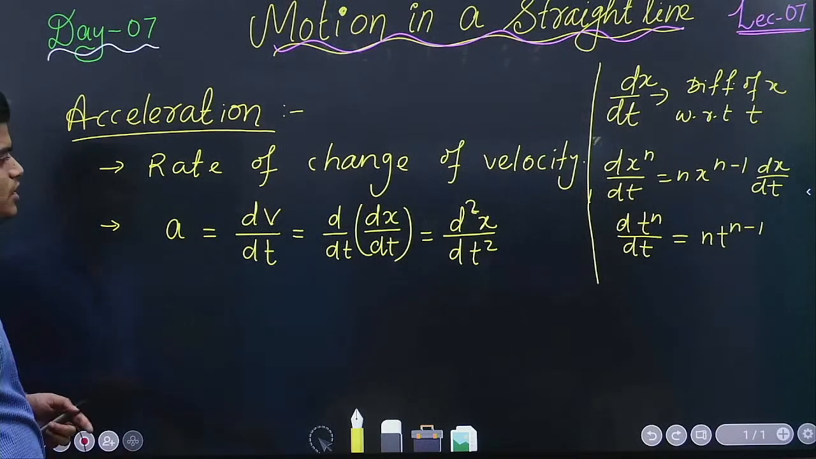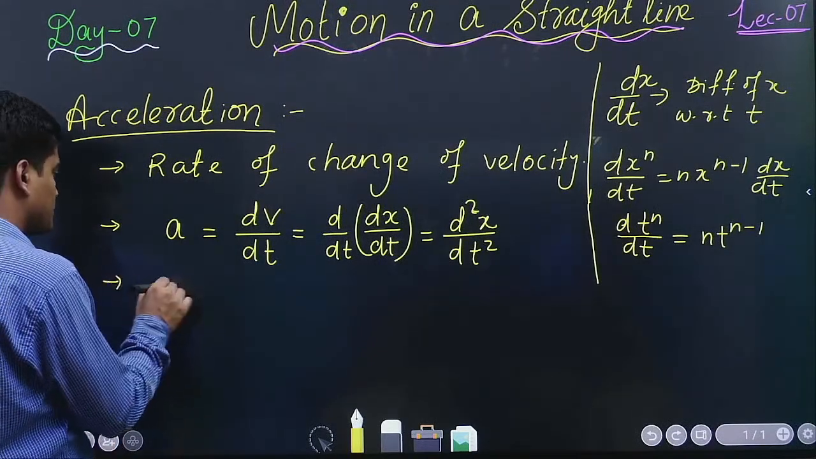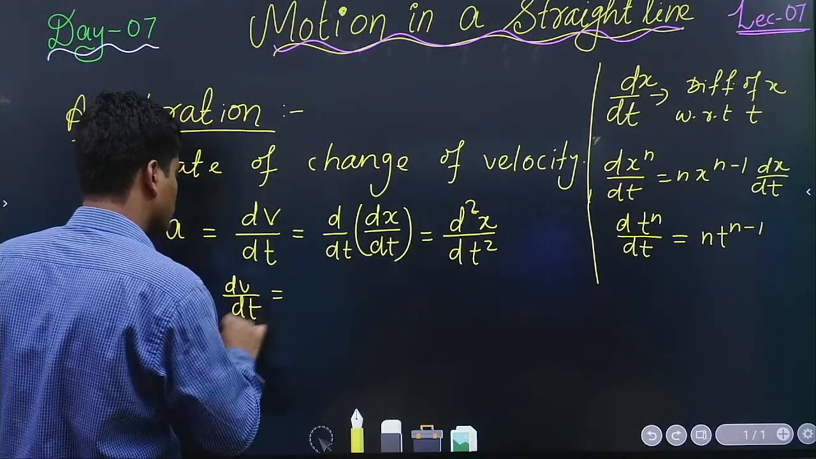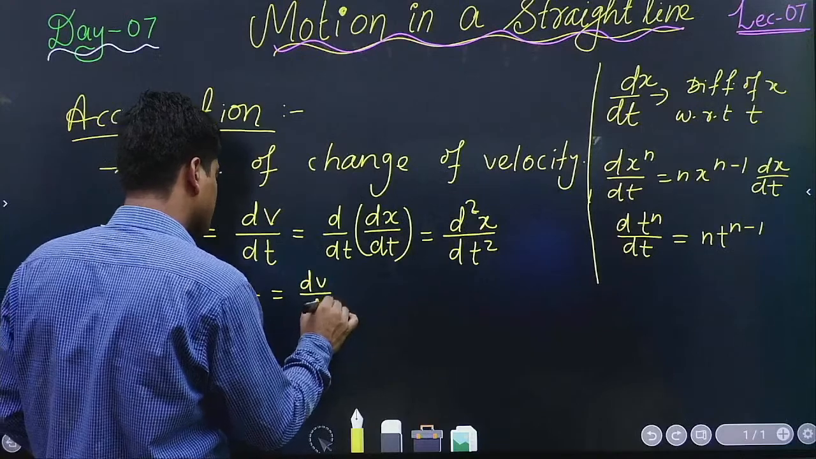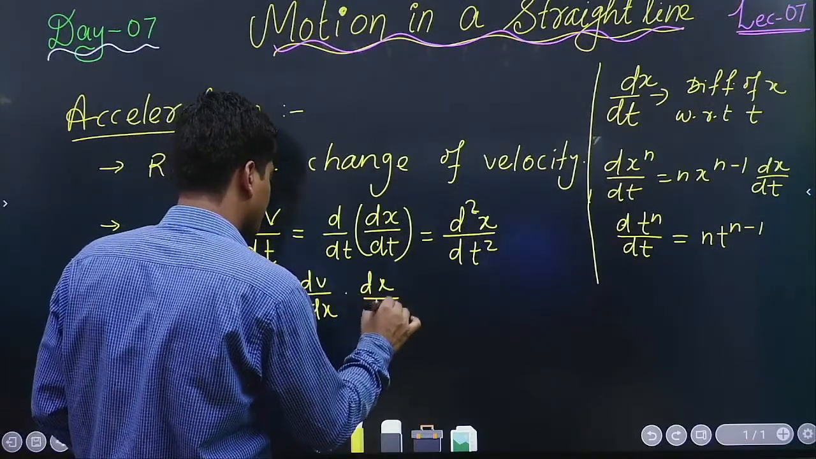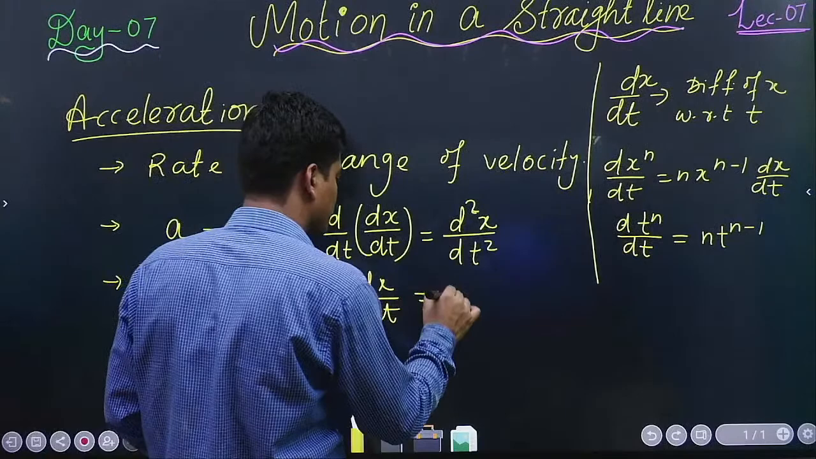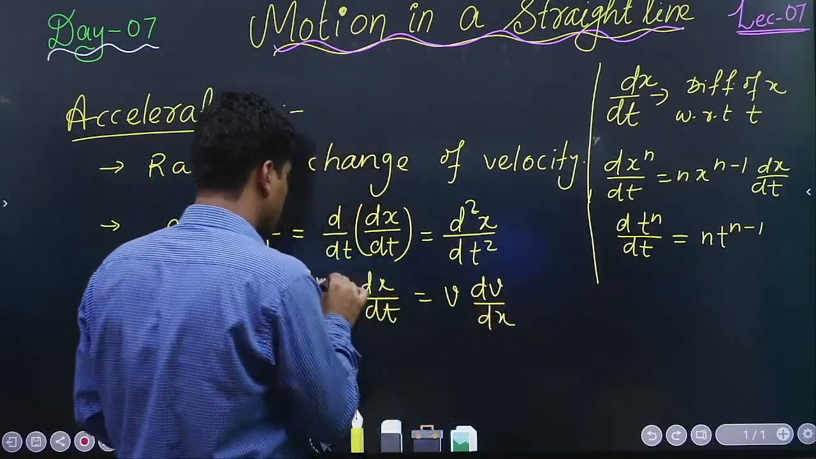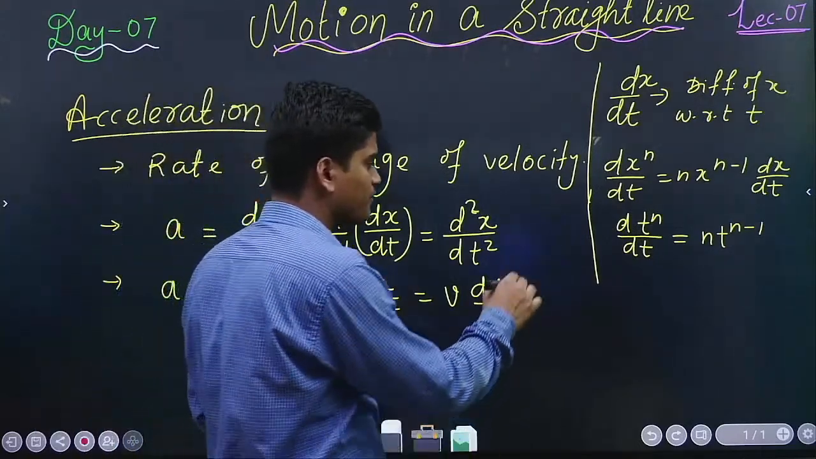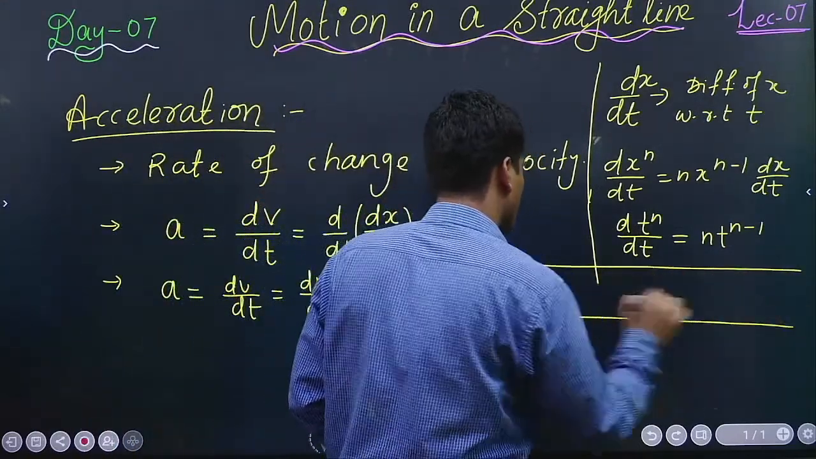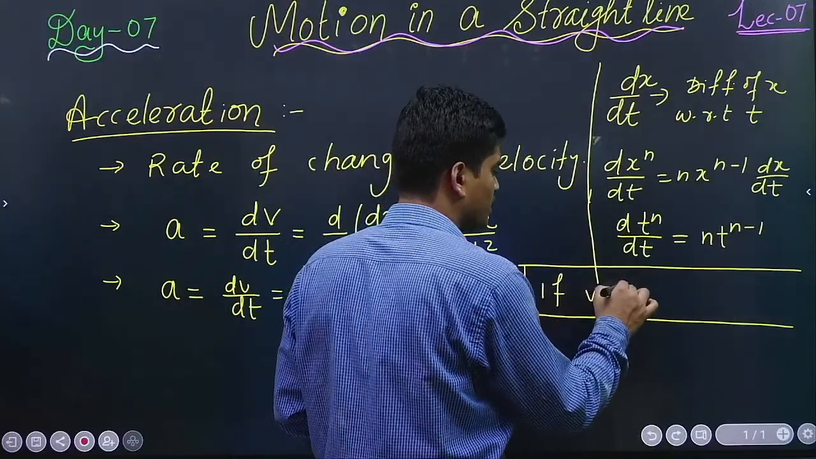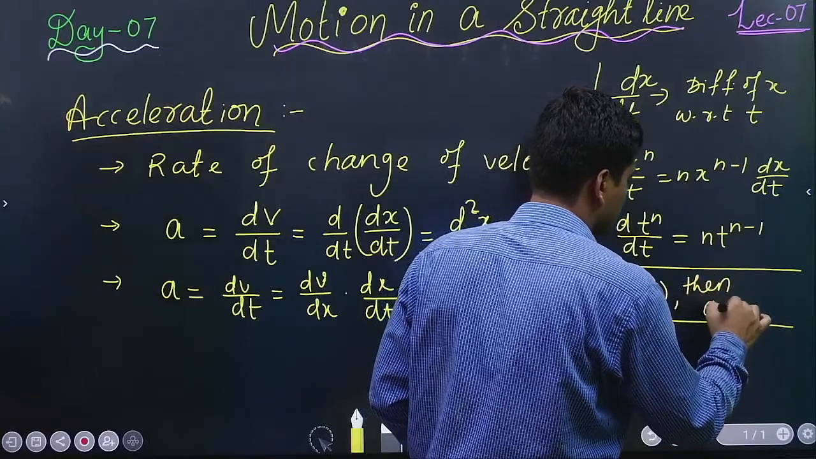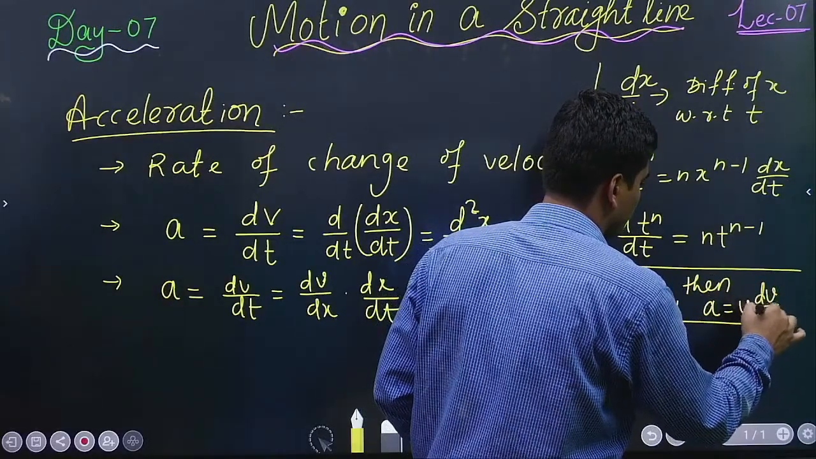Now next, here is another formula you can write. This acceleration can also be written as dv by dt, and also I can write dv by dx into dx by dt. Here dx by dt is nothing but the velocity v, so it will be v into dv by dx. That means whenever velocity is given as a function of x, then for acceleration you can use v into dv by dx.